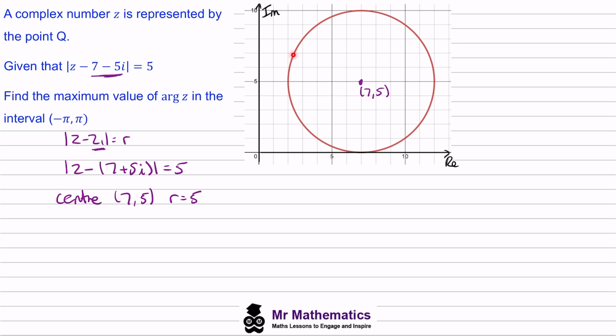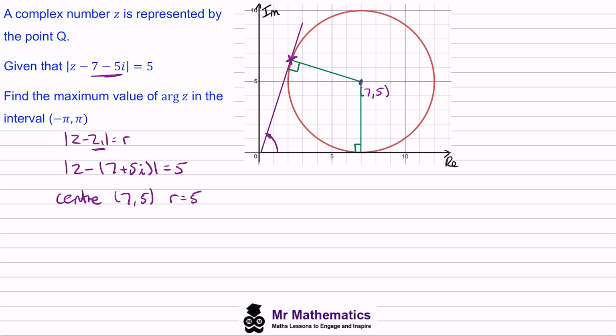And we know that z originates from the origin. Tangential to the circumference, then this will be the point of z. And we need to find this argument. But we also know that if this is a tangent, then the angle between the tangent and the radius will be 90 degrees. And the x-axis also acts as a tangent to the circle. So we'll have another radius and another 90 degrees.